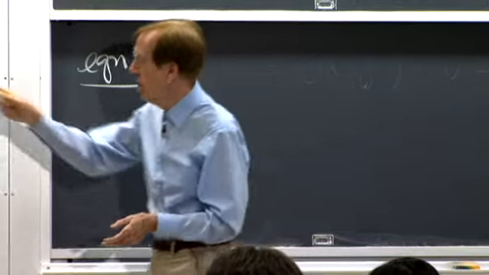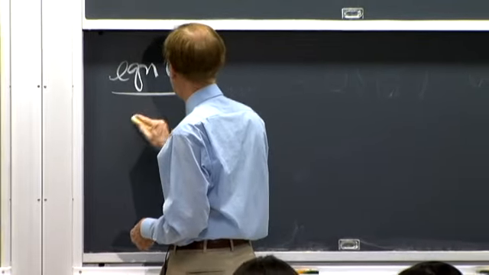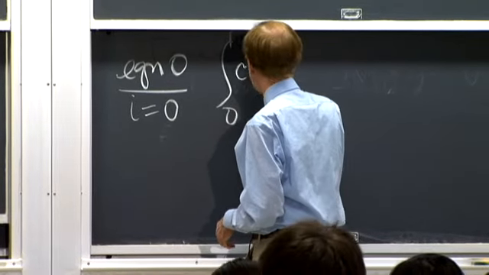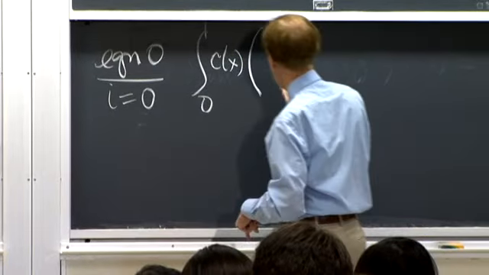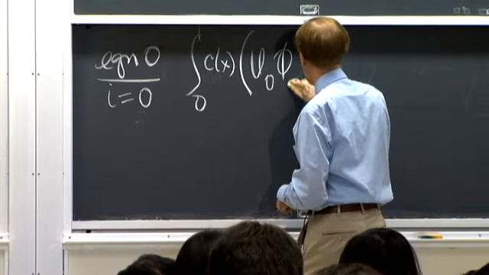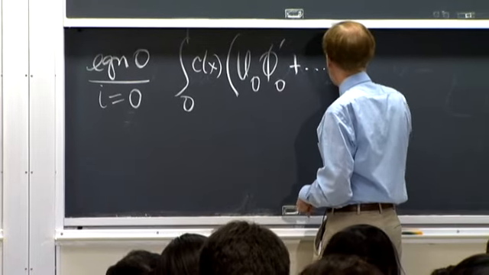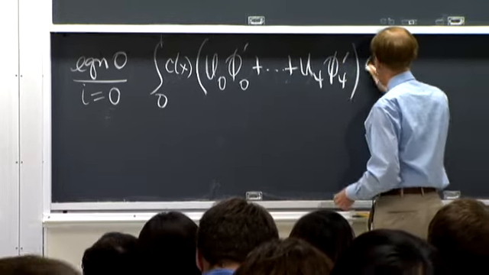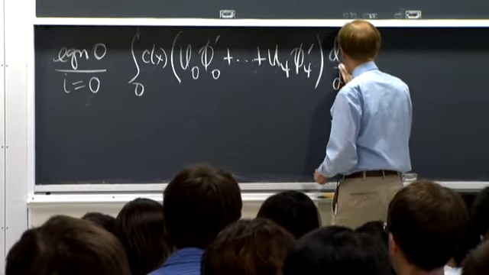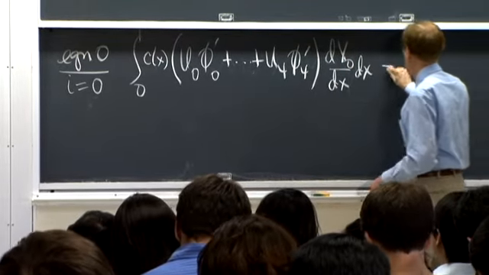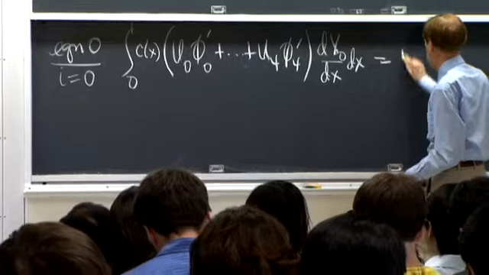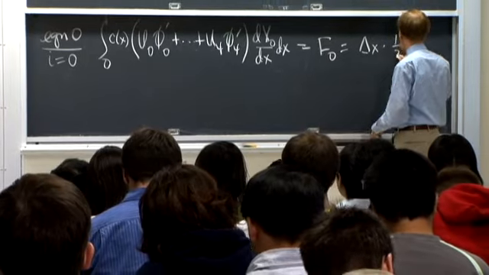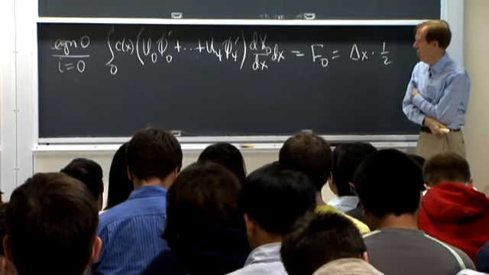Okay. So take i equals 0. I have my left side, the integral of c of x times this combination that I wrote, u0 phi 0 prime plus ... u4 phi 4 prime, times dv0 dx, equal, and on the right side is the f0, which I already figured out to be delta x times a half. It's the left side that I'm worrying about.